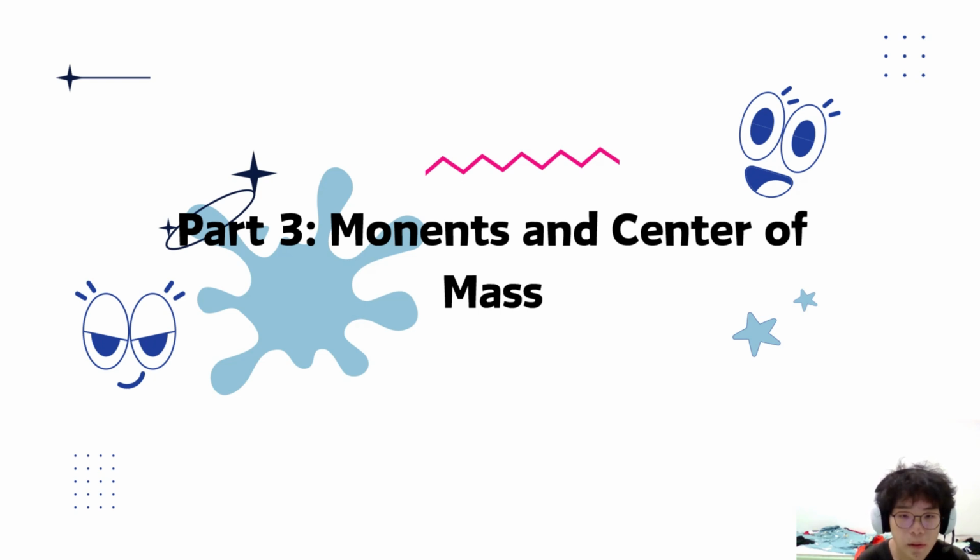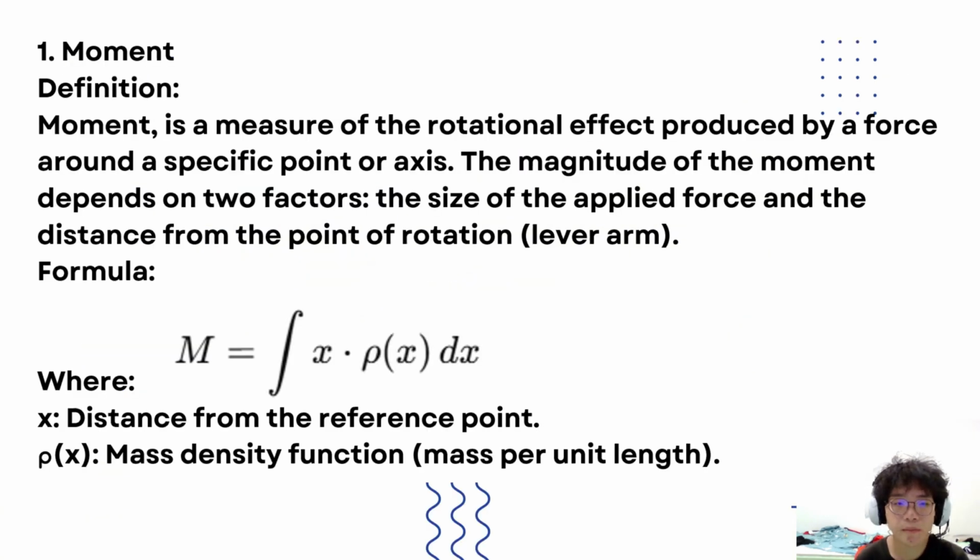Part 3. Moments and the center of mass. The moment definition is that moment is a measure of the rotational effect produced by a force around a specific point or axis. The magnitude of the moment depends on two factors: the size of the applied force and the distance from the point of rotation.